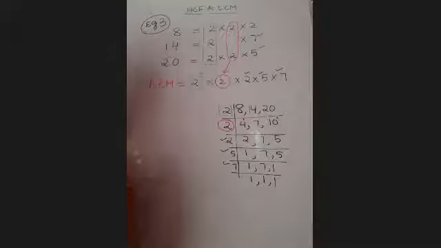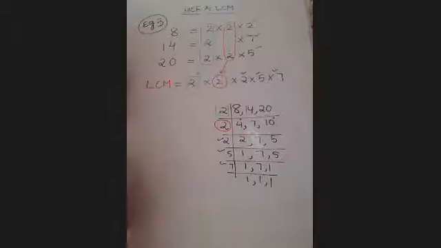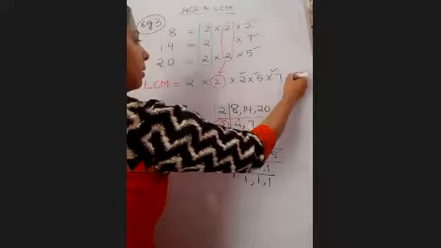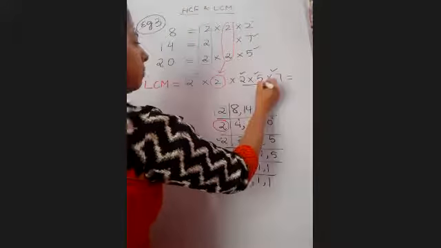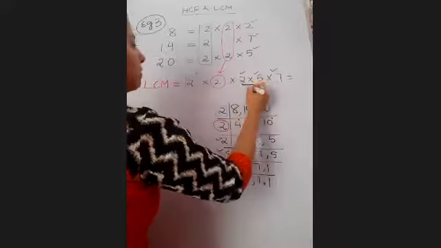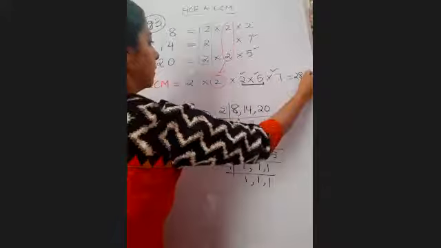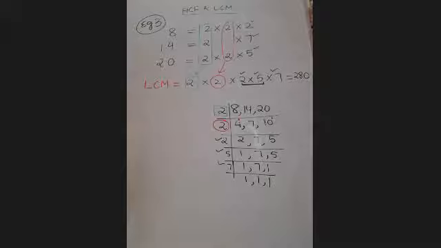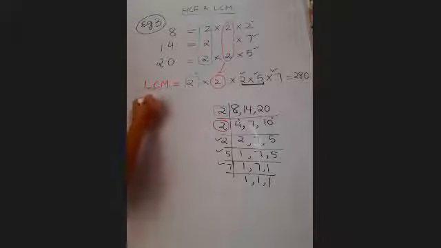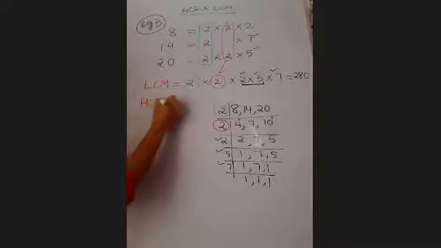What is the product here of all these numbers? 280. As I told you, make a group of 5 and 2. This gives you 10. So 2 twos are 4, 4 into 7, 28, and 28 into 10 is 280. And how about HCF? What should be HCF? 2. Only that 2 which is common to all.